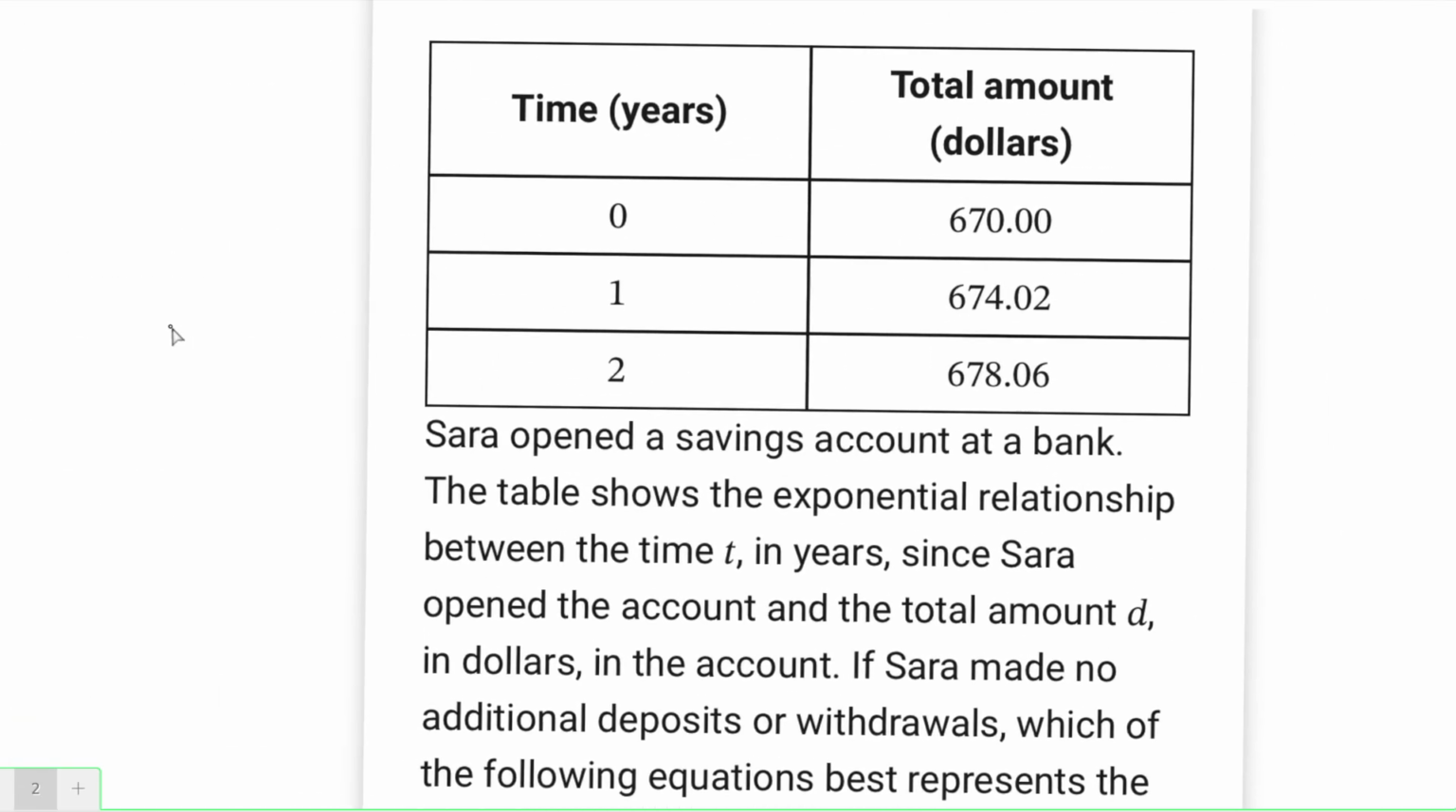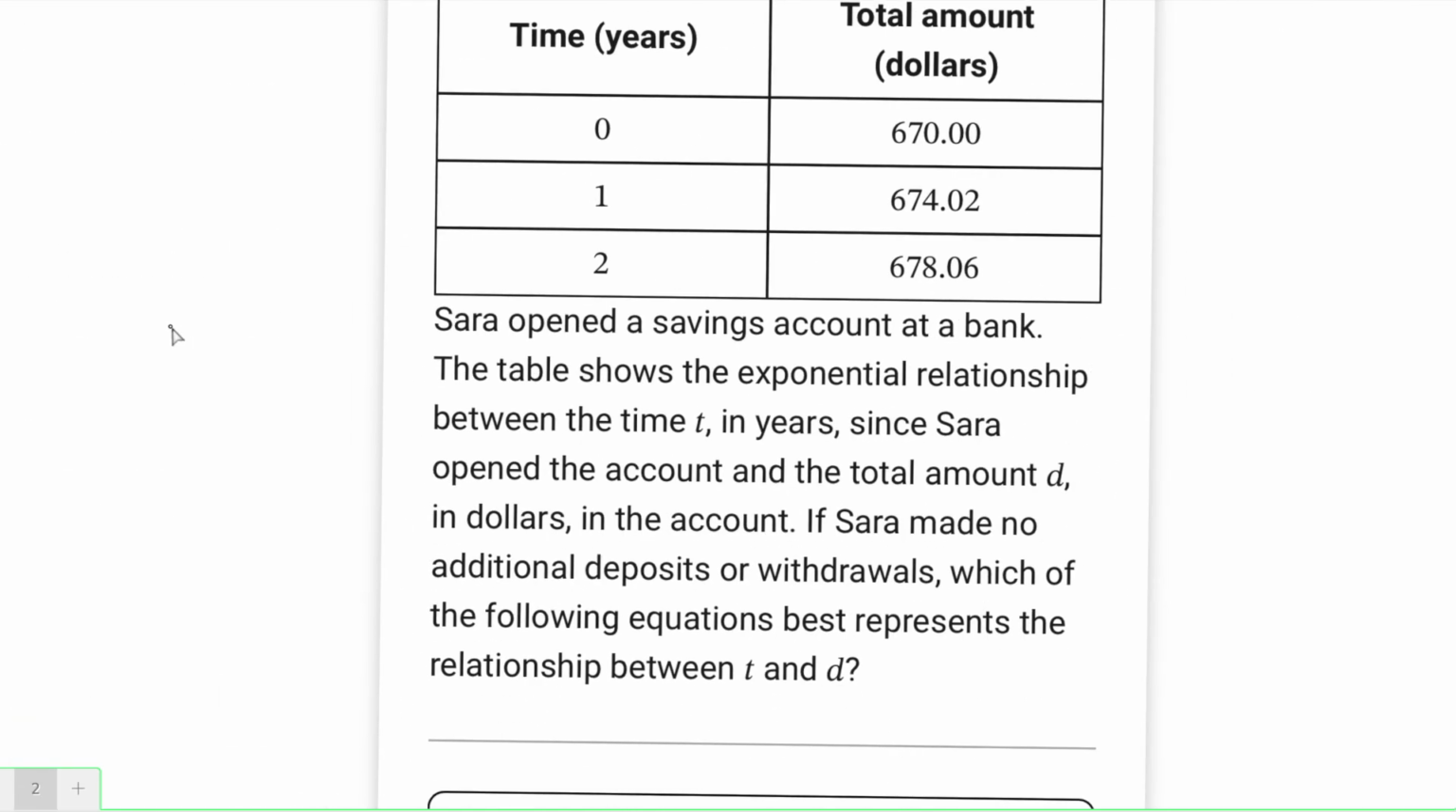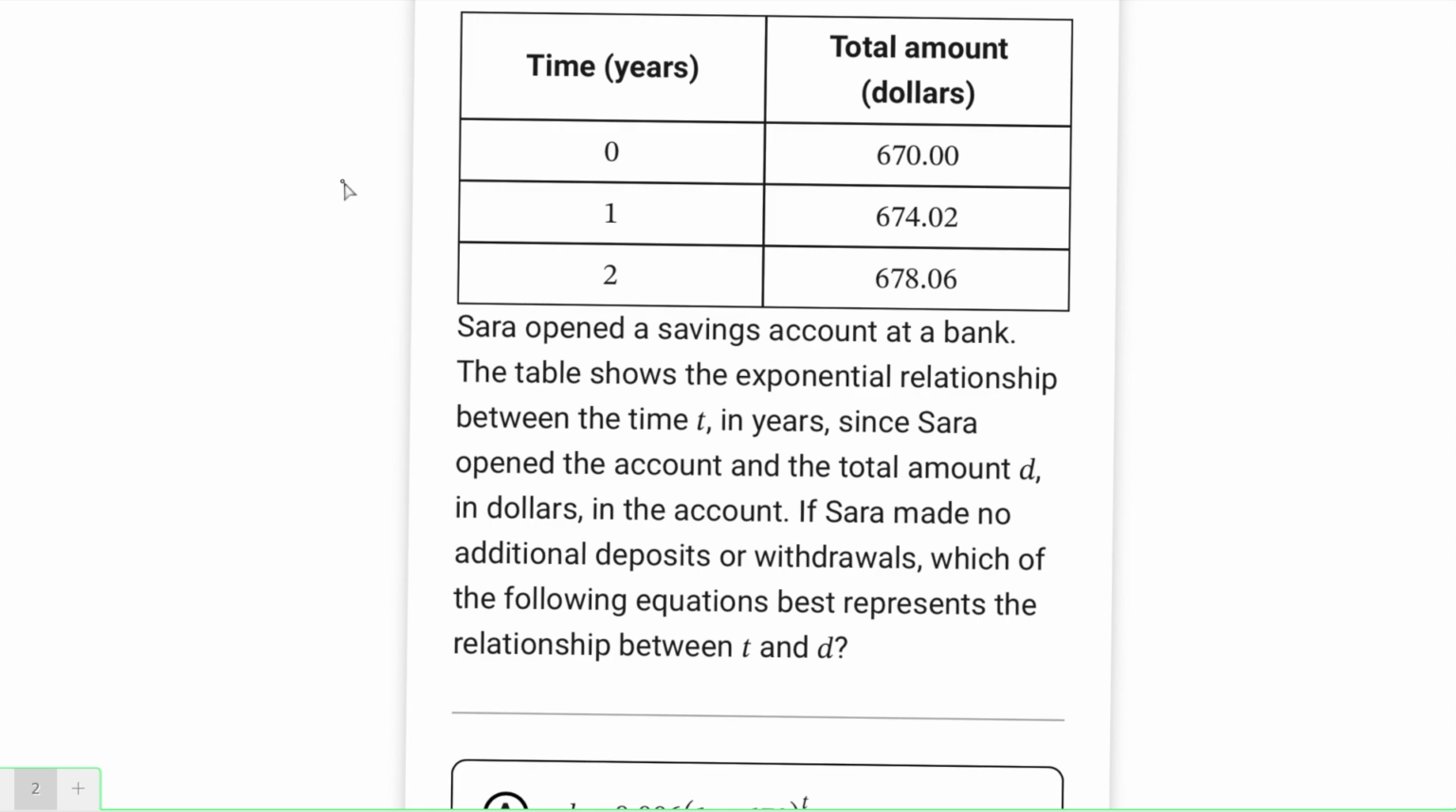So in this problem here, it says that you have a table and Sarah opened a savings account at a bank. The table shows the exponential relationship between the time t in years since Sarah opened the account and the total amount D in dollars in the account. If Sarah made no additional deposits or withdrawals, which of the following equations would best represent the relationship between T and D? So this is an exponential problem. You would have seen this in Algebra 2, and this is also in AP Pre-Cal.